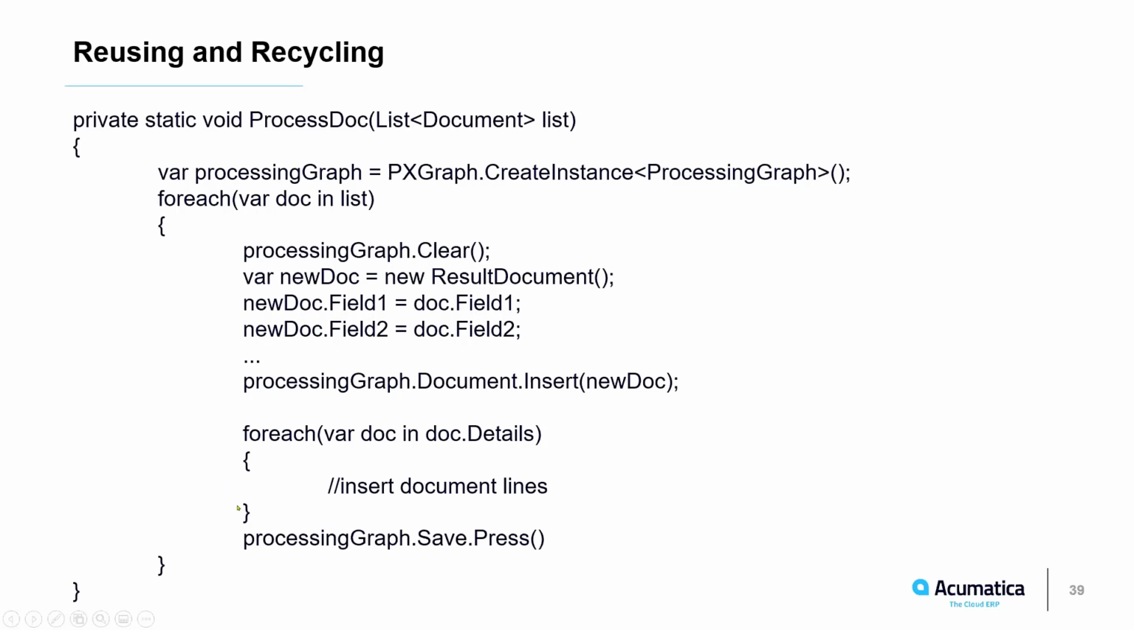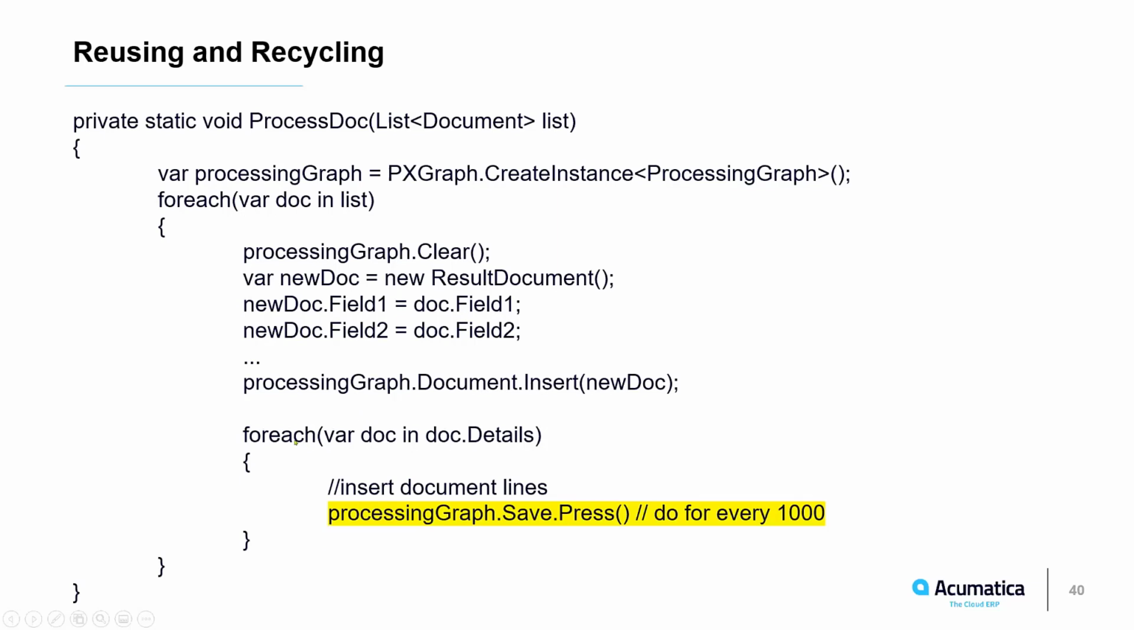How to fight that? Well, in fact, you can save it, not on each step, but let's say for every 1,000 lines, you can save that document details. That way, you will allow the graph to push the data chunks to the SQL server side and not to keep those records in the application server memory, right? So that may help to increase the performance of that processing.